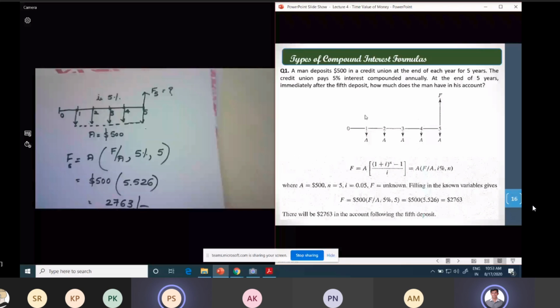Okay, sir, I have just one question. Here it says that at the end of 5 years, immediately after the fifth deposit, how much does the man have in his account? Shouldn't he be charged interest only for the 4 years that he deposited? We shouldn't charge interest for the last year, right? No, for the last year there won't be any interest. So if you were to solve it by the formula, shouldn't n be equal to 4?